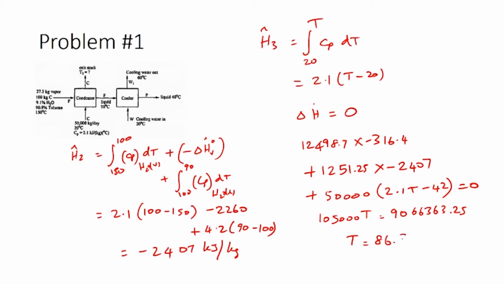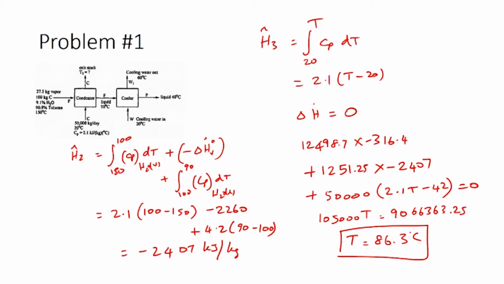From here temperature T is calculated as 86.3 degrees Celsius. So, the coolant is heated from 20 degrees Celsius to 86.3 degrees Celsius, so that the vapor which is coming in at 150 degrees Celsius can be cooled to form a condensed liquid at 90 degrees Celsius.